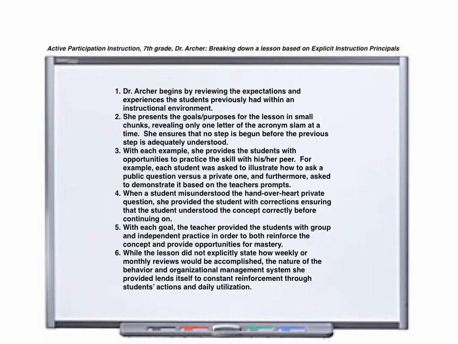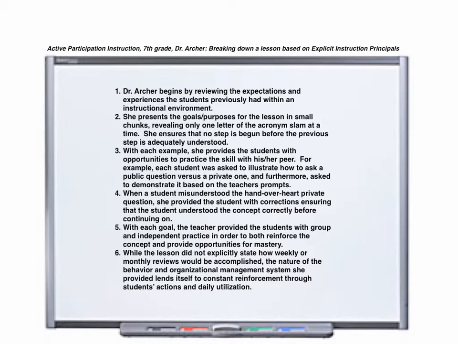Dr. Archer begins by reviewing the expectations and experiences the students previously had within an instructional environment, explaining things like, we know that you've all had teachers before. How is it that they went about teaching a lesson? How is it that you went about participating? Then she presented the goals and purposes for the lesson in small chunks, revealing only one letter at a time. She provided the acronym SLAM. Then she ensured that no step was begun before the prior step was adequately understood.